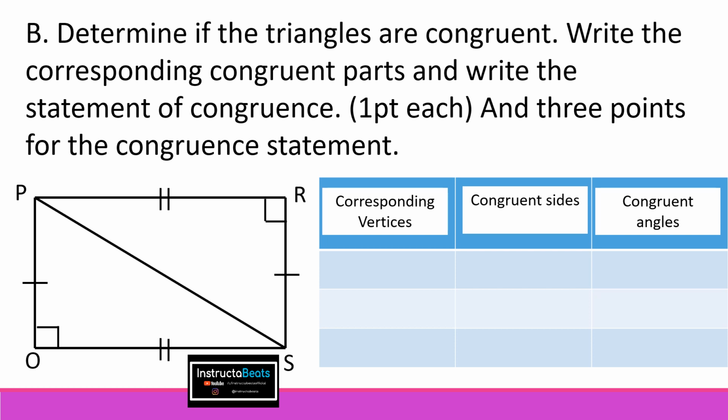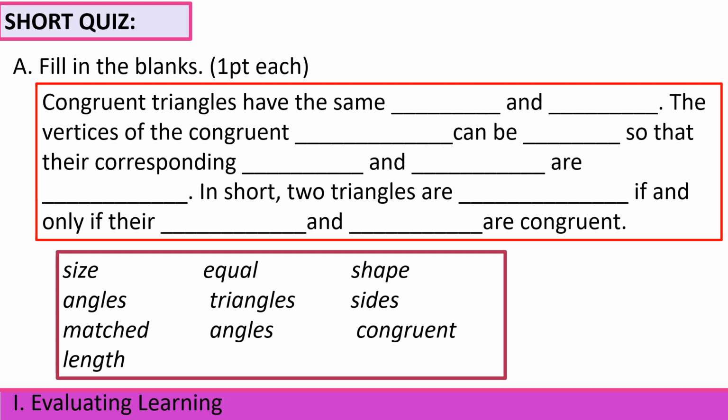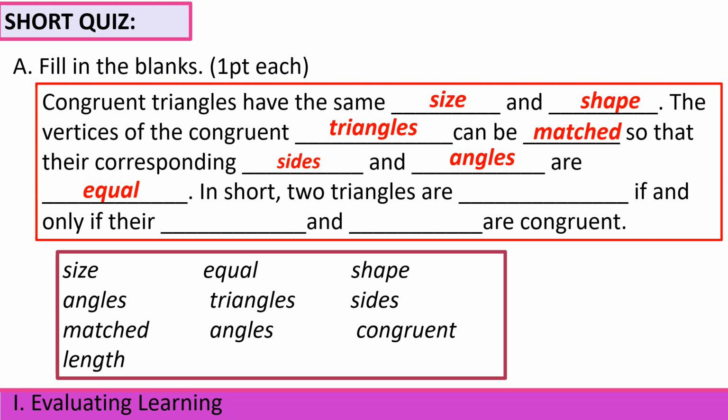Okay, time is up. Okay, let us now answer. Check your own paper. So for letter A, fill in the blanks. So congruent triangles have the same size and shape. The vertices of the congruent triangles can be matched so that their corresponding sides and angles are equal. In short, two triangles are congruent if and only if their length and angles are congruent.